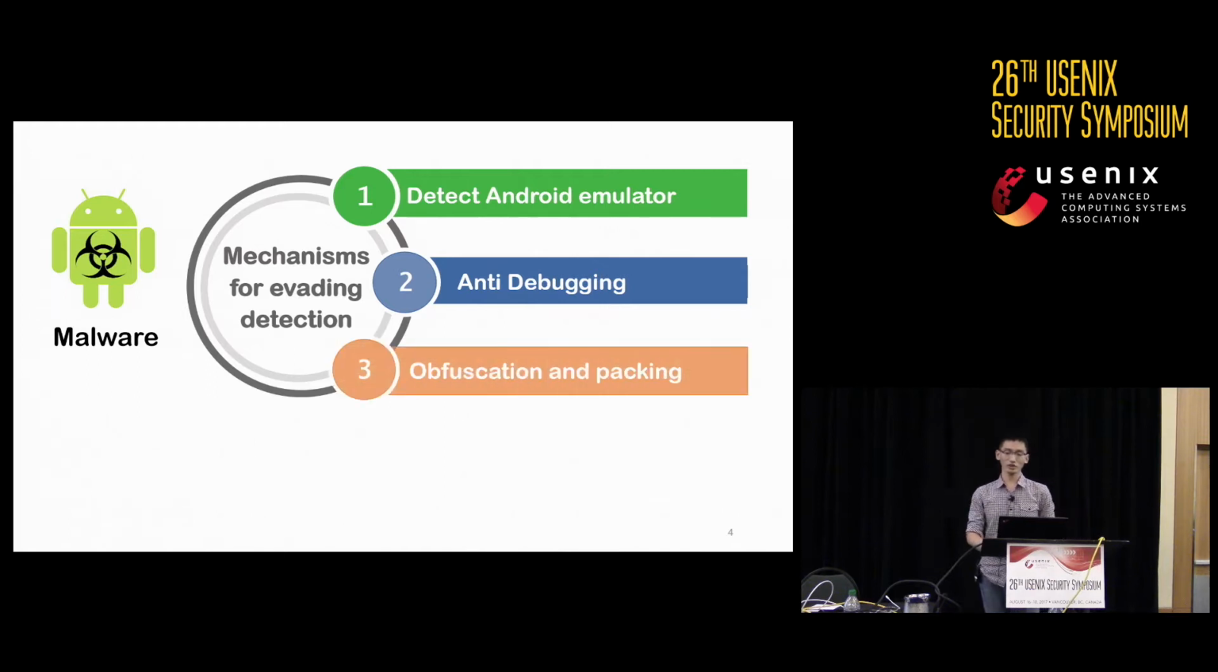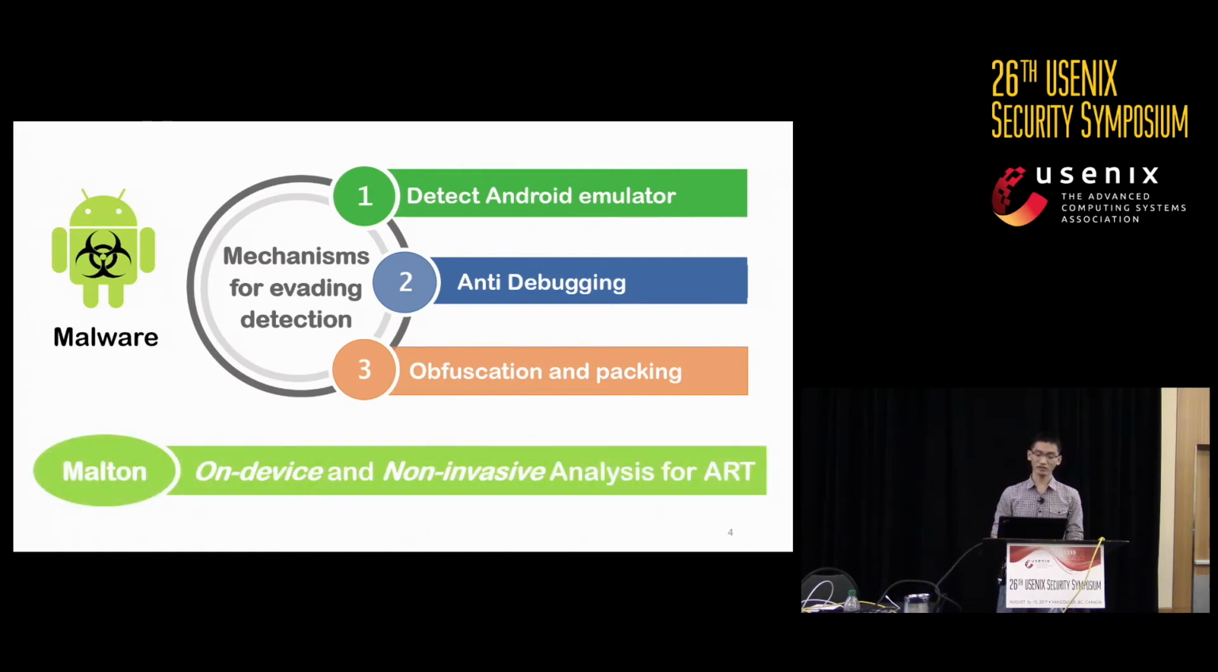There are also some malware that adopt obfuscation and packing services to prevent being analyzed and repackaged. In addition, the packed malware could not be compiled into native code by DEX2OAT, so the analysis tools depending on DEX2OAT do not adapt to this malware either. So to resolve all these problems, we have proposed a novel Android malware analysis tool named Malton. It conducts on-device and non-invasive analysis for the apps at runtime.